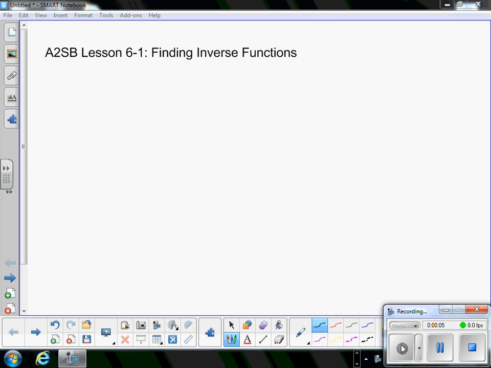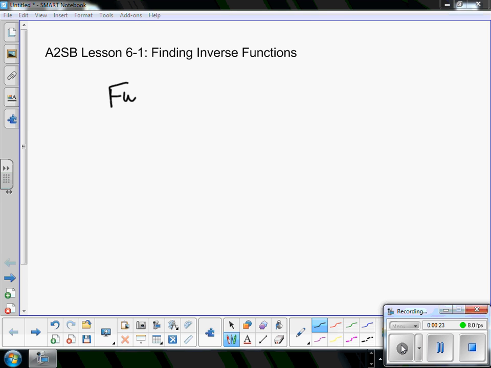This is Miss Benson speaking this time, and we're talking about finding inverse functions. We're working with the Springboard book, so this is in lesson 6.1. We're doing just a little bit of a review on what we've talked about in class. First of all, we're going to talk about the difference between a function and an inverse function.